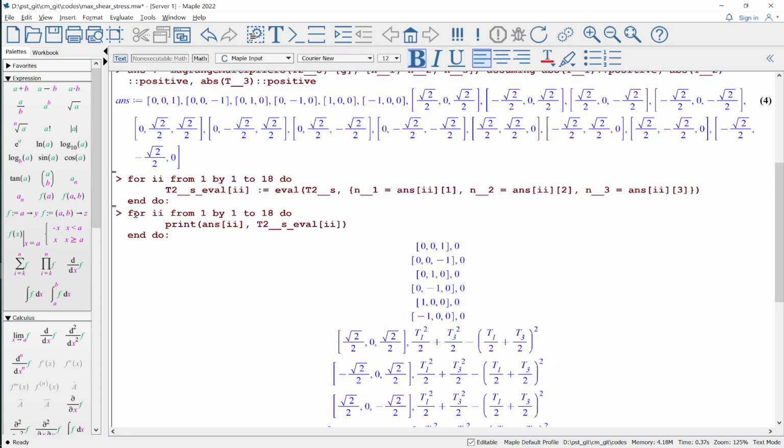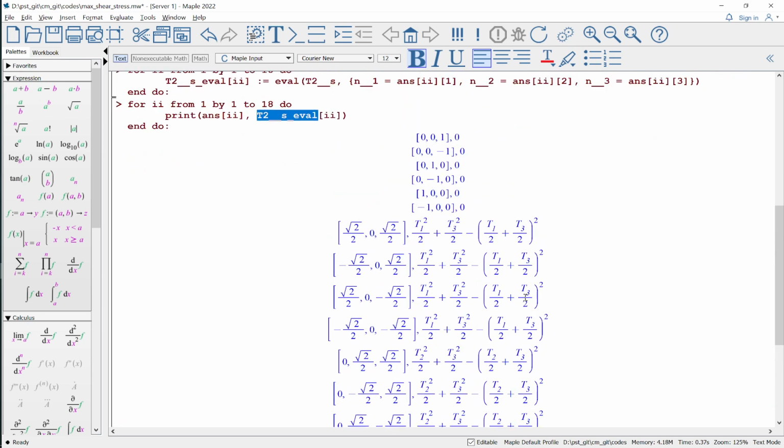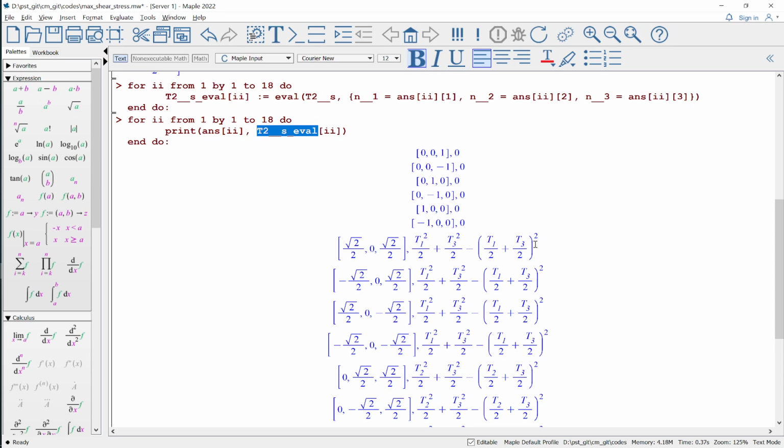So in this for loop, again, I print the answers. So I have my principal directions as well as their corresponding values. So here you can see that for the first 6, which correspond to the first 3 principal directions, I get tau s equal to 0. This is tau s squared basically. Then I have 12 other answers in here, which are the same 2 by 2.